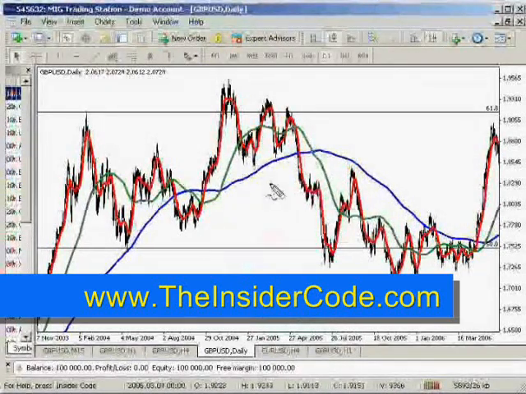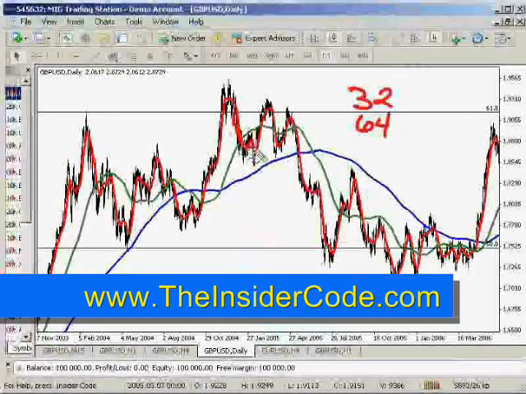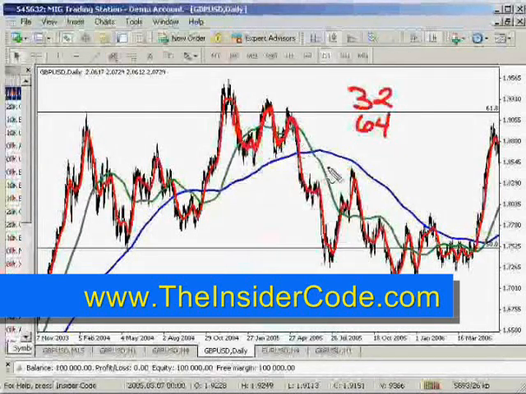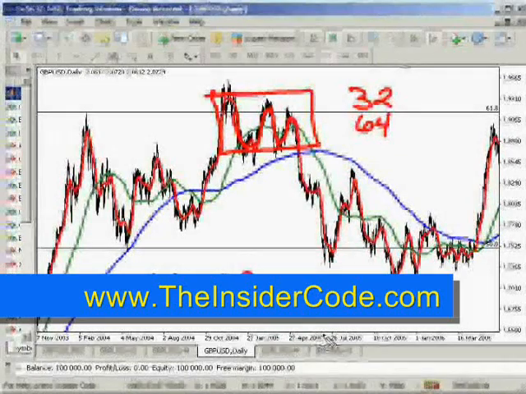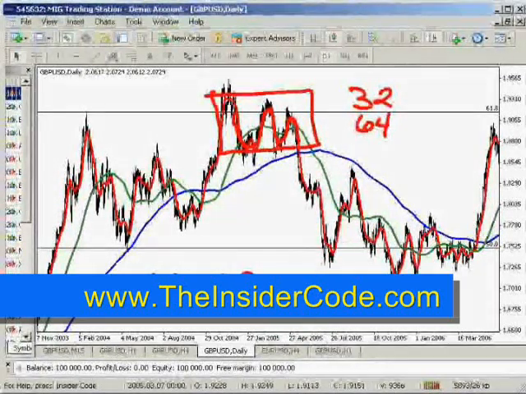Anytime you see the moving averages 32 and 64 crossing in and out of each other, like this, where you see it crossing again and again and again, this is the section that I call the weave. Now, the weave is an important part of the marketplace, and it tells us that the market is getting ready to make a big move.